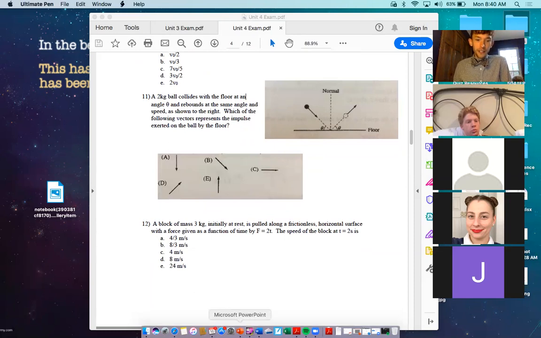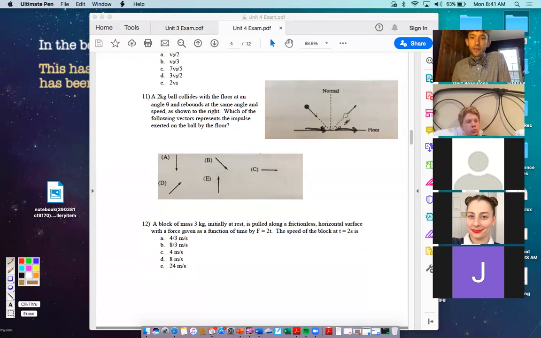Okay, 11 is a great question. We want to know what direction the floor provides an impulse. An impulse causes a change in momentum, doesn't it? So how does this object change its momentum? Well, we can see here from the trigonometry that its x velocity does not change because the angle of incidence equaled the angle of reflection. So it did not experience a change in its momentum in the x direction, but it did experience a change in its momentum in the y direction, didn't it? Because it was going down and now it's going up. So the answer's got to be E. The vector of the impulse provided by the floor must be pointing directly up. Okay?